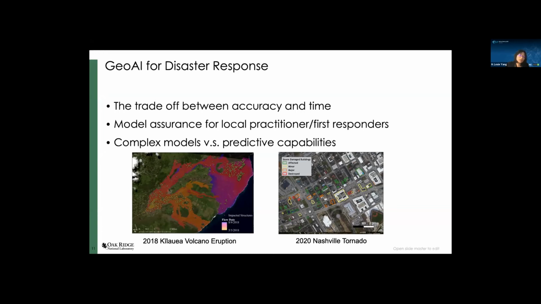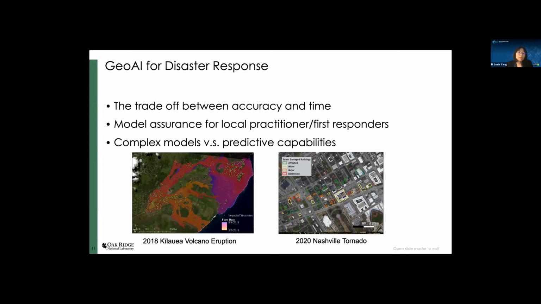For Hawaii, we could only identify destroyed buildings versus non-destroyed buildings, given the resolution of the data we were using. That's the level we could do for the 2018 efforts. And for the 2020 Nashville tornado, we used even higher resolution data that was collected by aerial CAP imagery. The resolution itself is around 20 centimeters, which allowed us to do a more detailed damage assessment. So we could actually classify damaged buildings into 4 different categories.